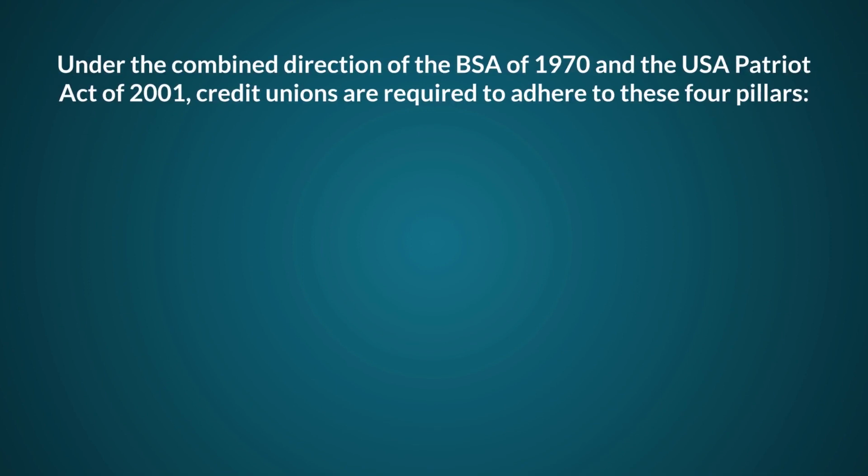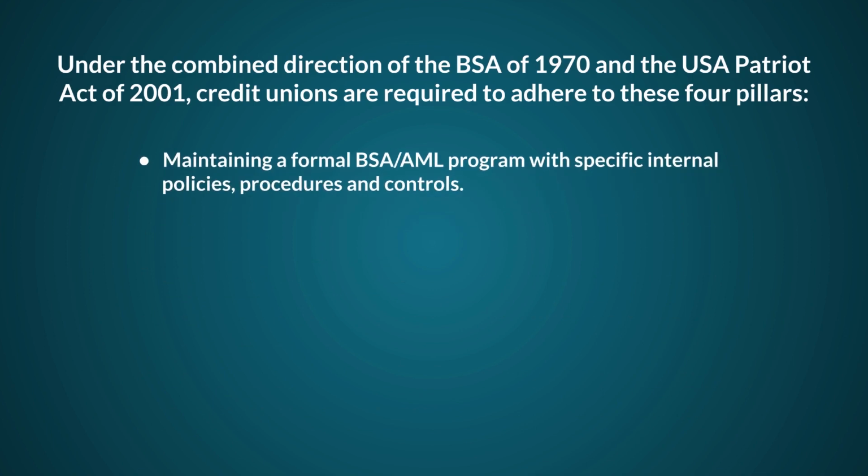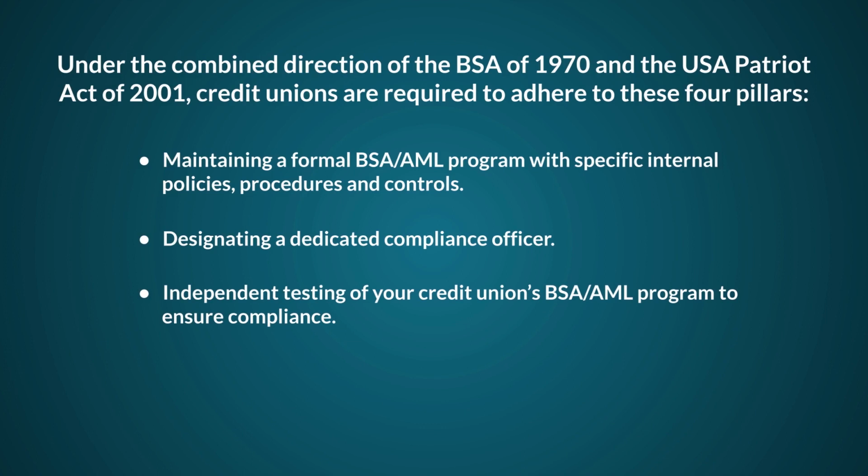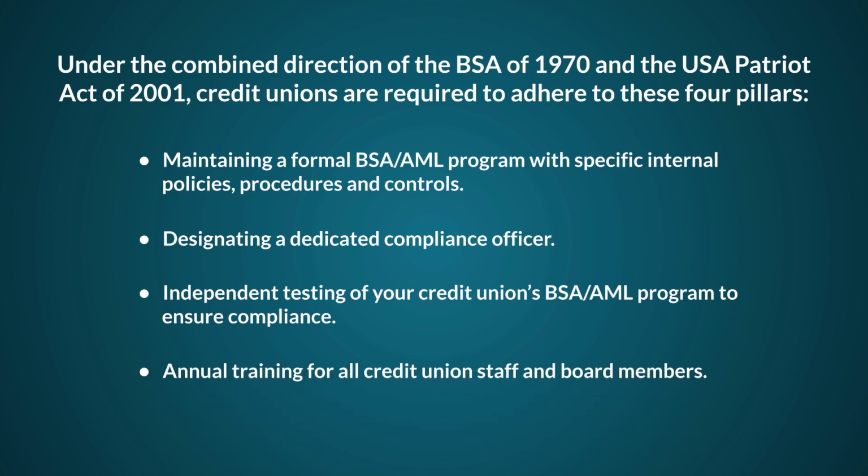Under the combined direction of the BSA of 1970 and the USA Patriot Act of 2001, credit unions are required to adhere to these four pillars: maintaining a formal BSA AML program with specific internal policies, procedures, and controls, designating a dedicated compliance officer, independent testing of your credit union's BSA AML program to ensure compliance, and annual training for all credit union staff and board members.